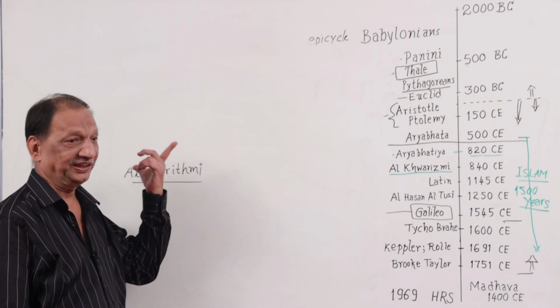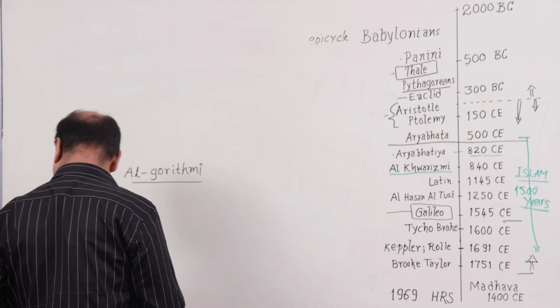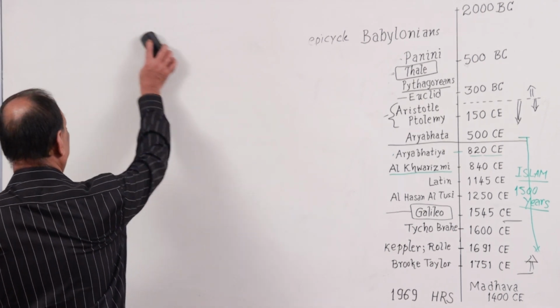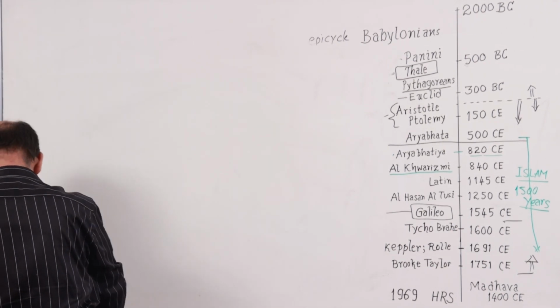So we use his name only. His name itself is used for algorithms. That is the second homage that we pay to Al-Khwarizmi.